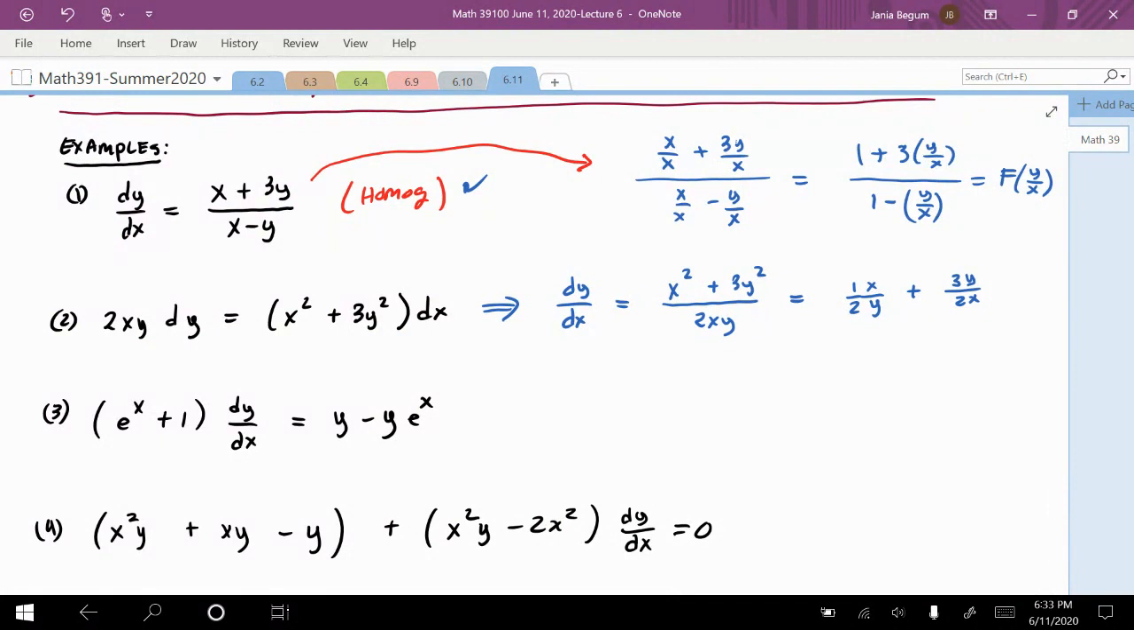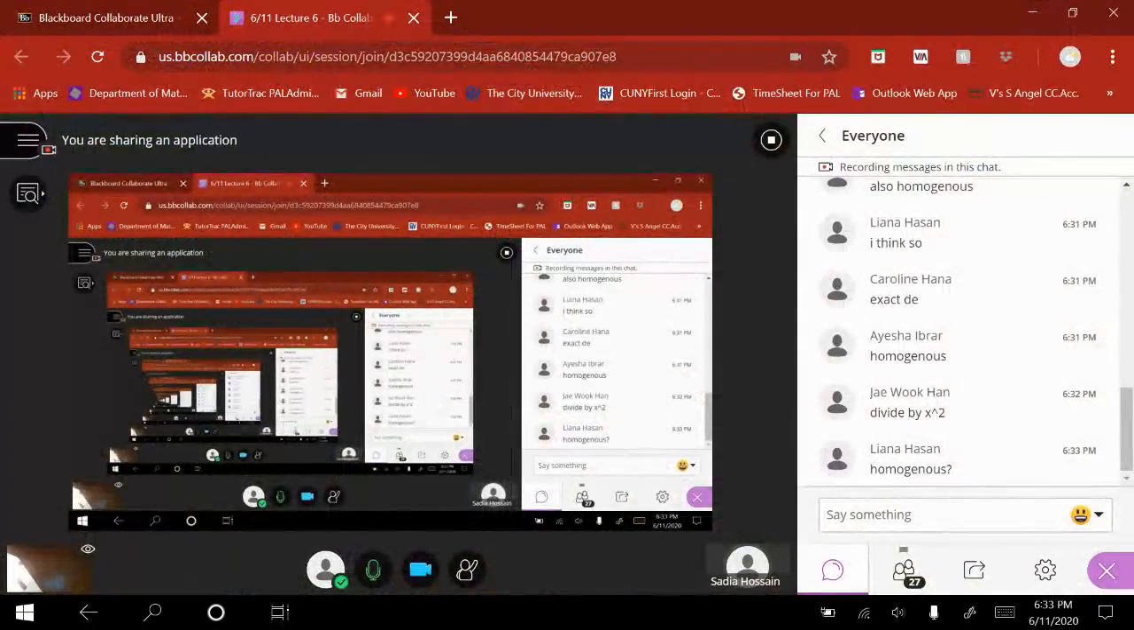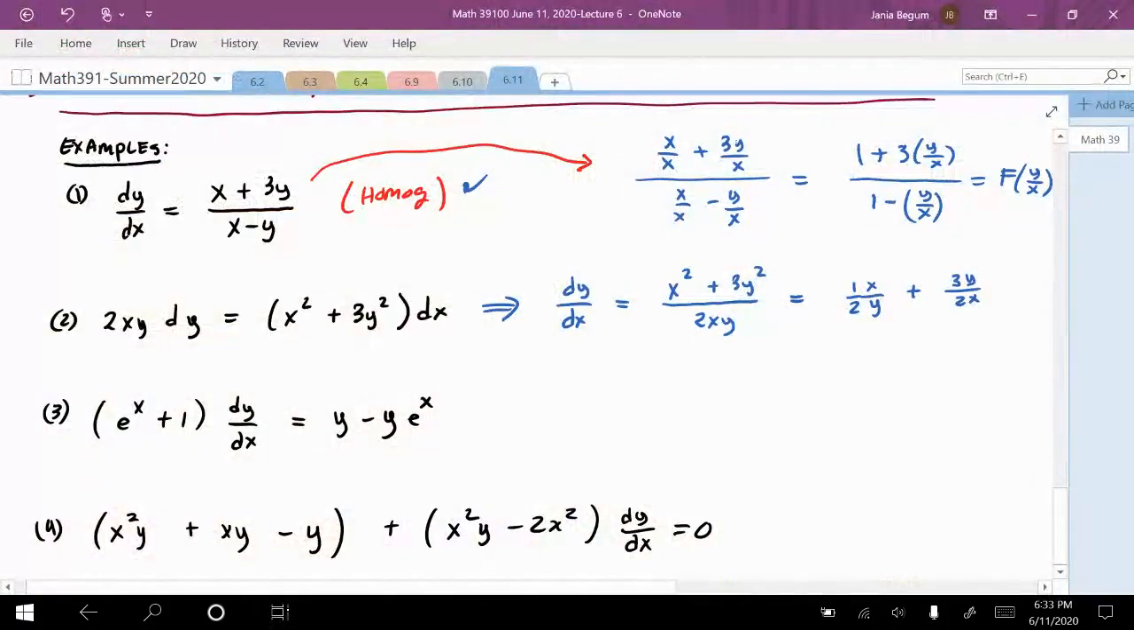So what do you guys think this equation is? Never mind. It is homogeneous. Right, so Sadia, you changed your mind. Good. So it's homogeneous. Liana, yes, that's correct. So if you look at it, we have the function expressed as y over x. So we can say, yes, this is also homogeneous. And then you know how to proceed from here, okay?